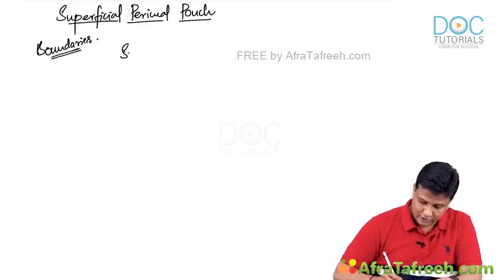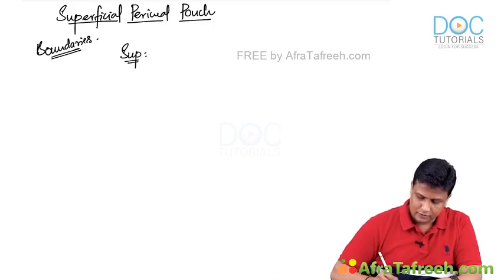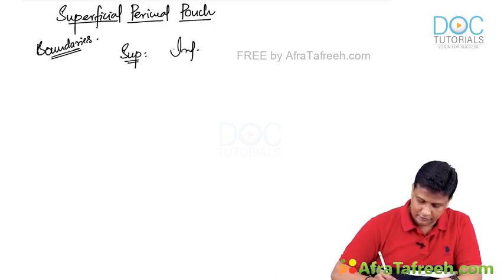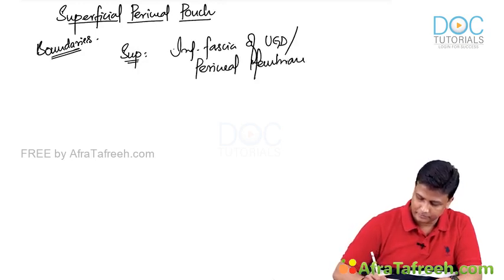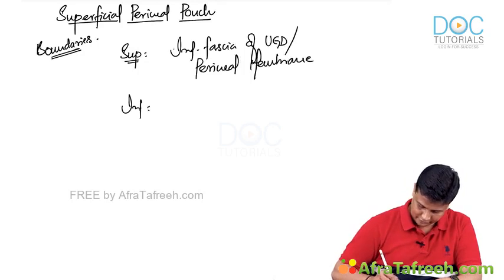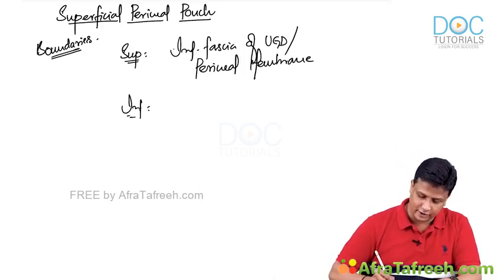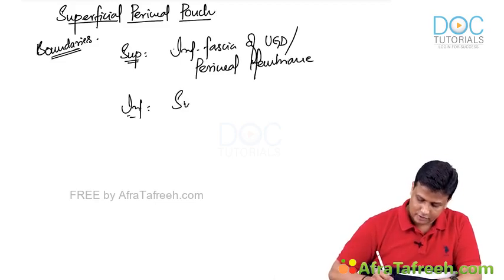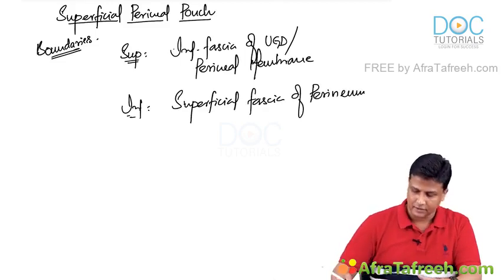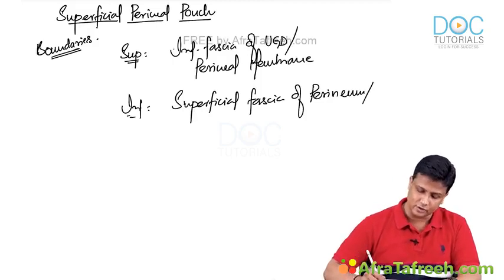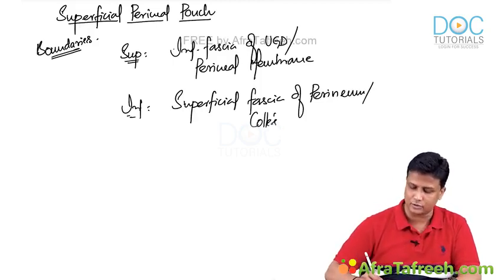What do you have superiorly? Superiorly, there will be the inferior fascia of the urogenital diaphragm, which is also known as the perineal membrane. What do you have inferiorly? Inferiorly, you have to be very careful here. Here you'll actually have the superficial fascia of the perineum region. And that superficial fascia of the perineum has got a special name here. It is also known as Colles fascia.